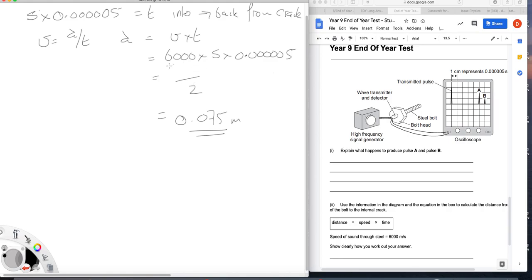So the key thing here is to realize that each of these squares is that much time. You've got 5 squares between here and here, but that is the time it takes for the pulse to go from here to the crack and back. So we're remembering this factor of 2. This is working out twice the distance we need, divided by 2, 0.075. If you got 0.15, which is twice that, you lose a mark.